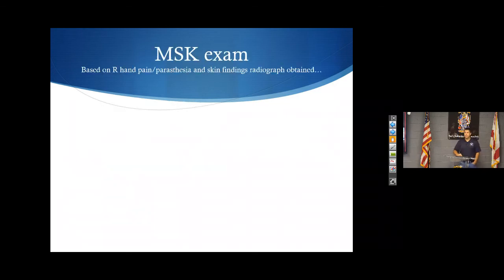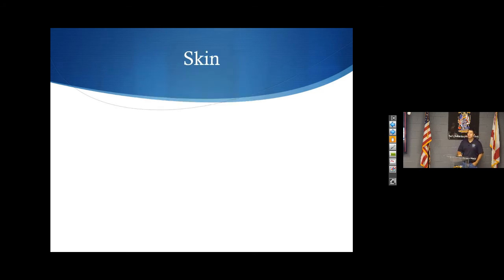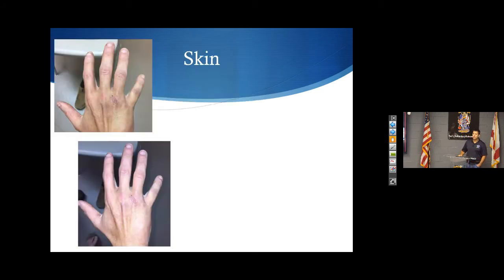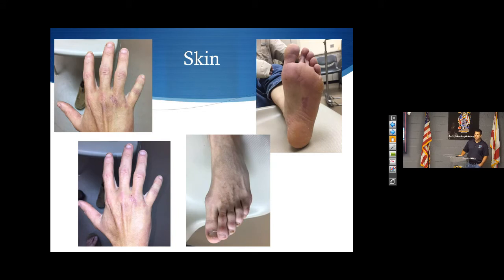So his MSK exam. Based on his right hand, the pain, the paresthesias, and his skin findings, we did get an x-ray on arrival. He actually had fourth and fifth metacarpal fractures of the hand. Skin findings, some pictures of his hand, and then a further detailed skin exam.